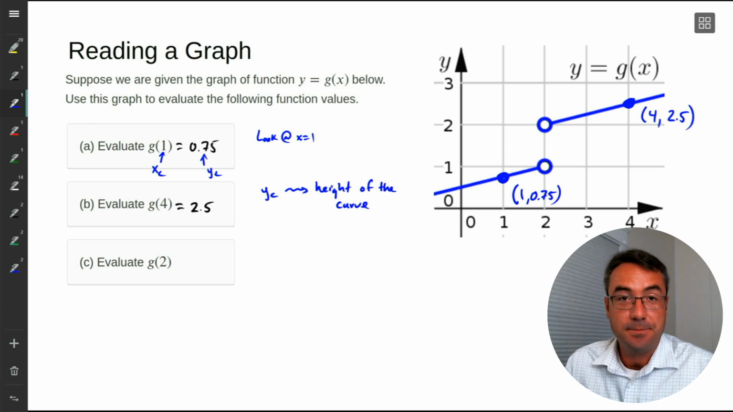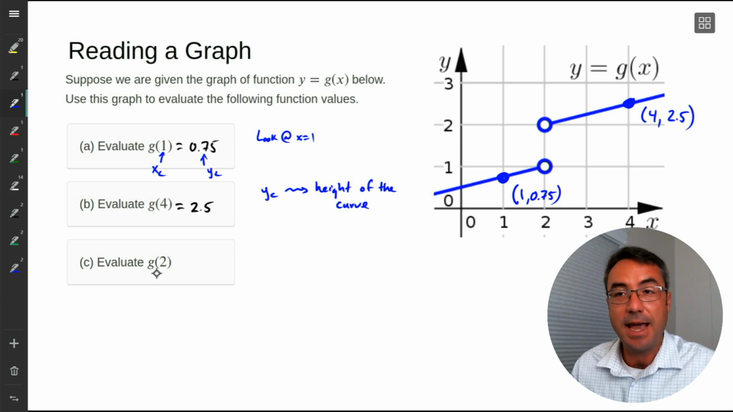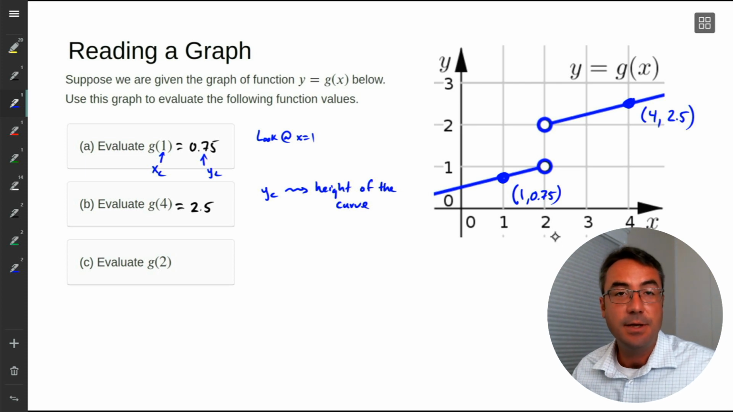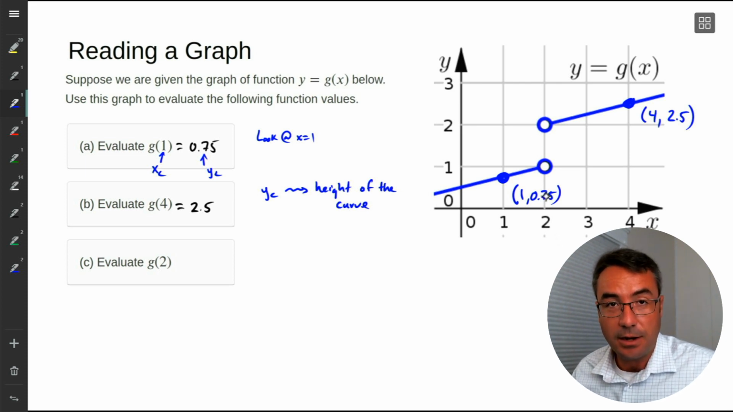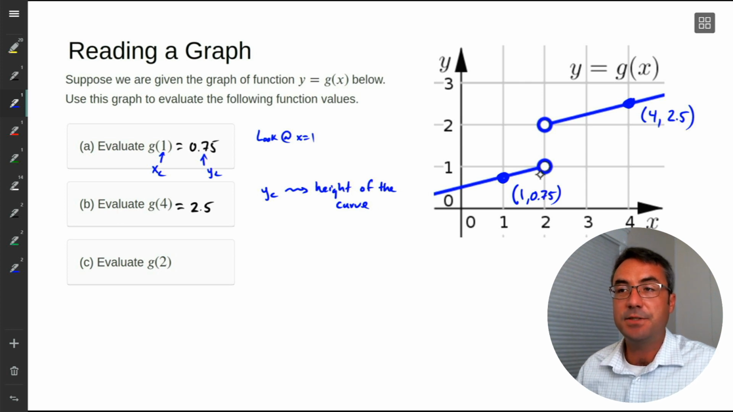Let's get a little tricky. Let's evaluate in part C. Let's see what happens at x equals 2. We want to evaluate g of 2. Well, we find our x-axis, we locate x equals 2, and then we look up and down to see if there's any points on our graph. And what we're seeing here is we have these open dots. They're kind of not filled in.